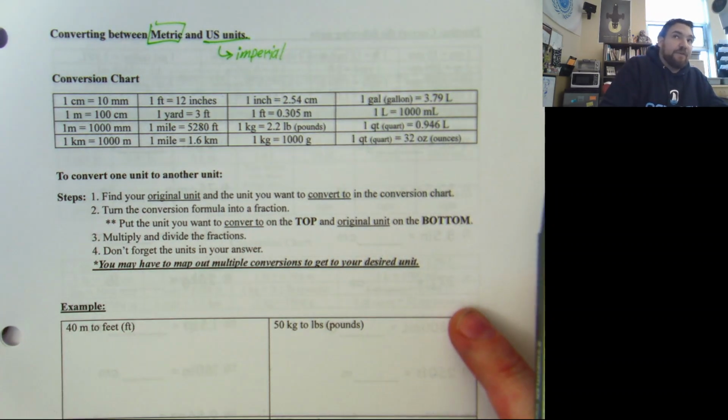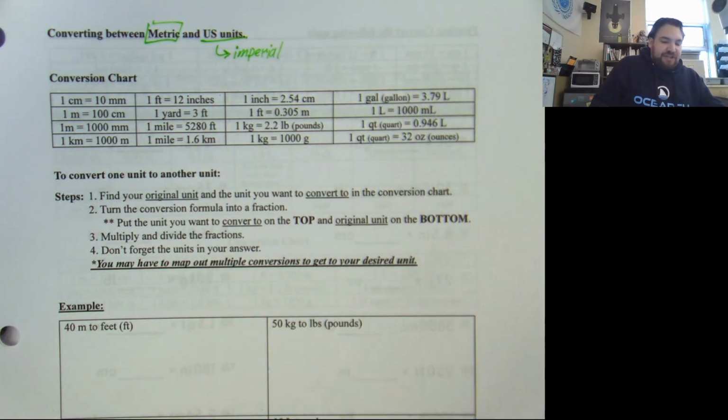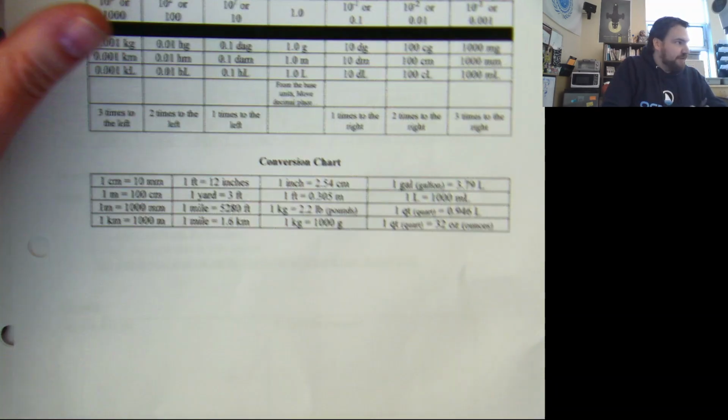And so let's look at how we convert between them. There is this conversion chart, and as you can see on the page I had you rip out, there is a chart there on the bottom for conversion between the metric system and the imperial system.